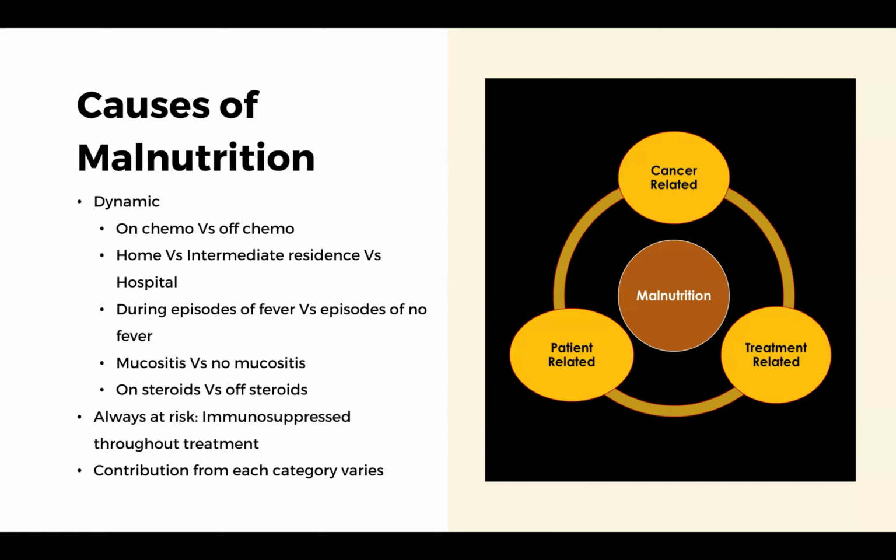One thing we have to keep in our mind is they are always at risk because these patients are immunocompromised throughout their treatment, whether they are running around or whether they are lying on the bed. So they can be neutropenic, they can be not neutropenic, but still they will be immunocompromised throughout their treatment. In fact, even 6 months after the treatment, within those initial 6 months following treatment also, they are still immunocompromised. And the contribution from each of these categories can vary.